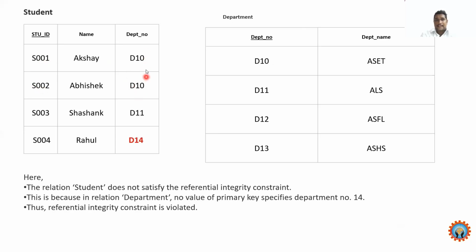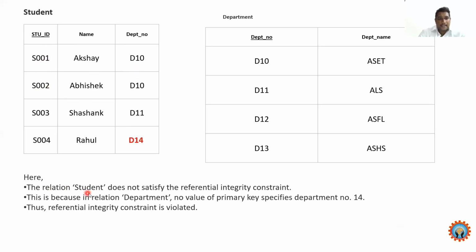Even though both have the same department number, the IDs are different. So we have a simple concept: student particular X is also a student in the department, but their roll number is different. I am saying Akshay, both lie in a particular department with different IDs.